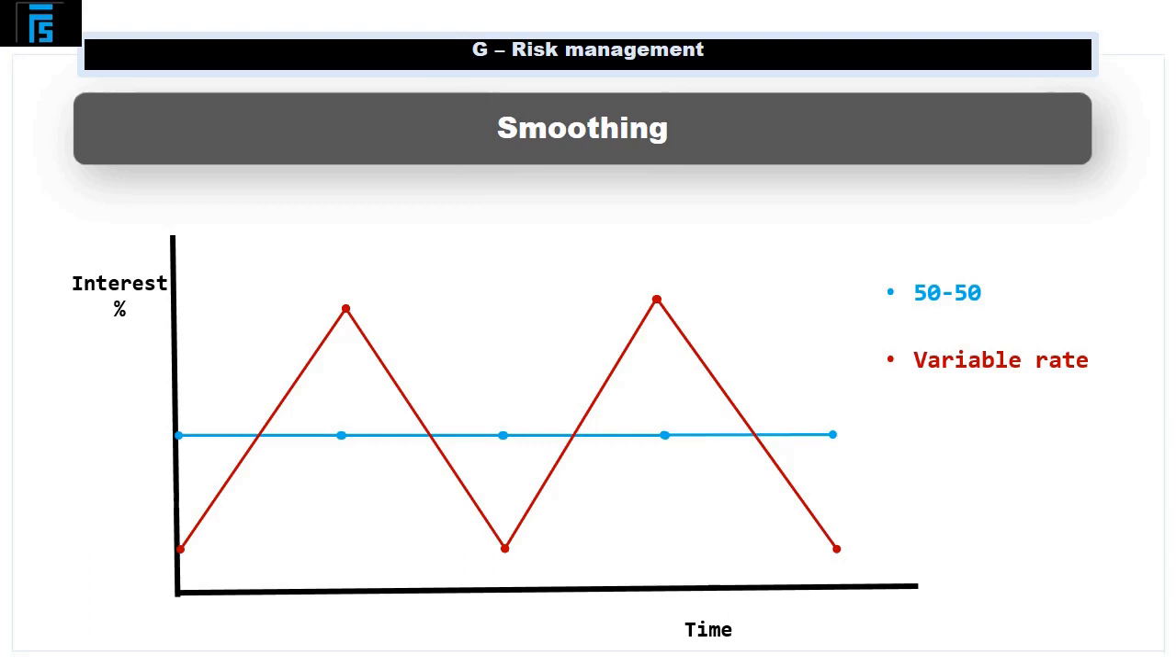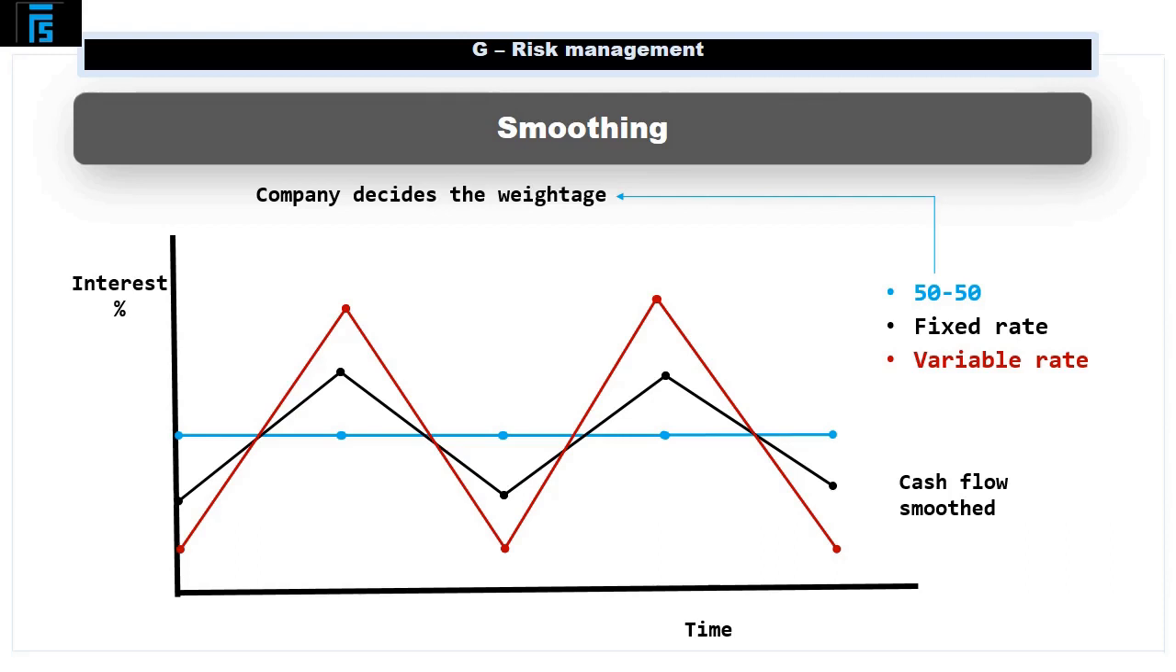The company may decide to use a mixture of both fixed and variable rate loans. Suppose it uses 50% fixed and 50% variable. Interest payments still vary with changes to the variable rate, but it's smoothed by having a proportion of the debt as fixed rate. The company can decide what proportion it would like. The more heavily weighted it is towards fixed rate finance, the flatter this line will become.